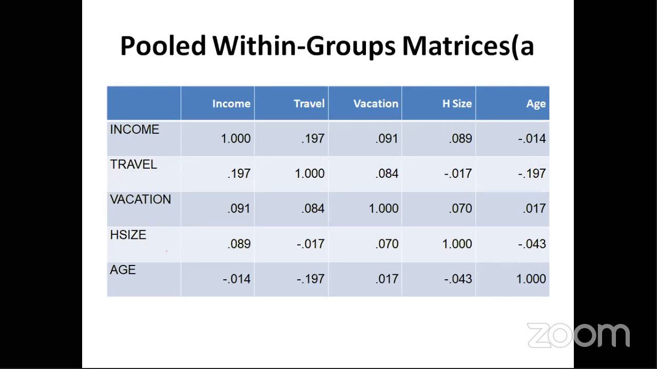If you see the correlation coefficient between the variables and income, that is a different thing. Correlation coefficient between travel and income is 0.190. Correlation coefficient between vacation and income is 0.09. Correlation coefficient between household size and income is 0.089, and for age and income it is 0.014. If you compare all the coefficients, they are not highly correlated. Relationship is there, but very low correlation, right? So if there is low correlation, then only we can go for the discriminant analysis.